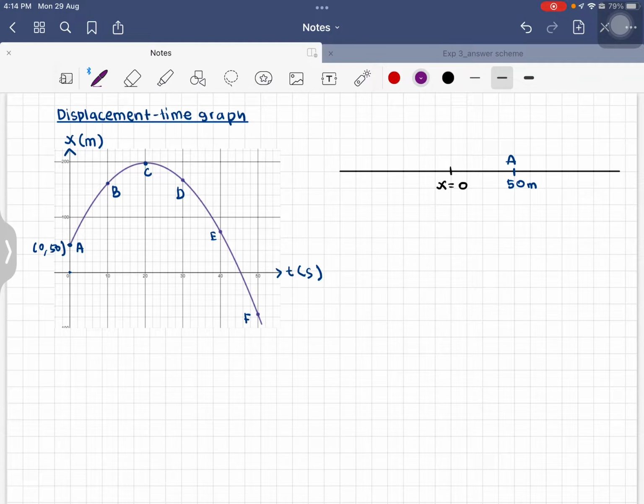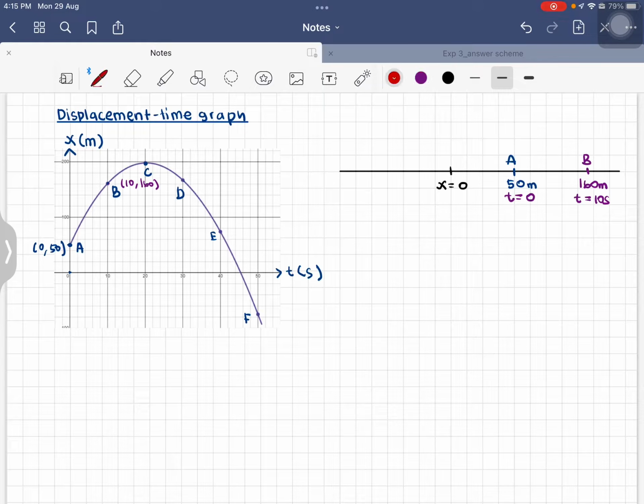So for point B, if you read its coordinate, it is 10 second and its position is about 160. Okay, its position is about 160, which means your B is at 160. Okay, I put it here. 160 meter. This is your B. Time taken is equal to 10 second. This is your starting point at A.